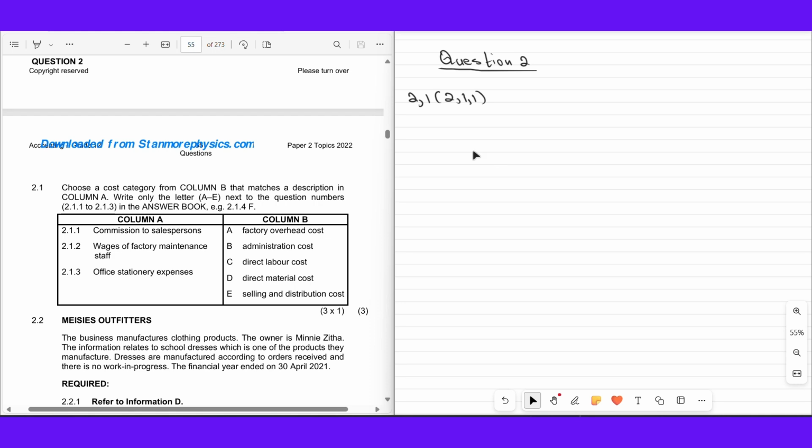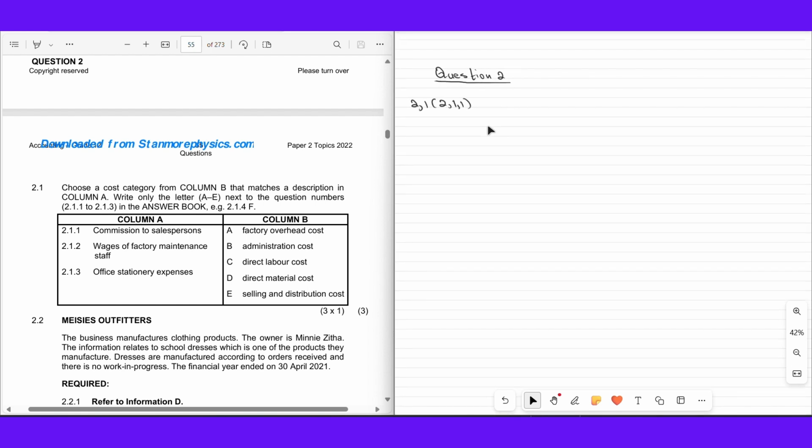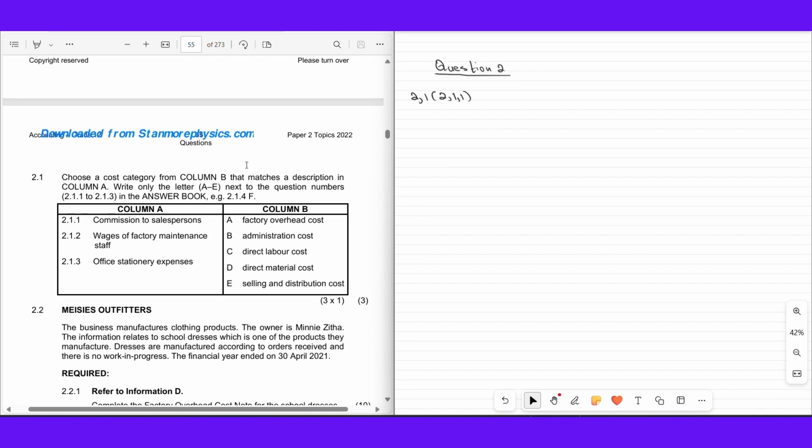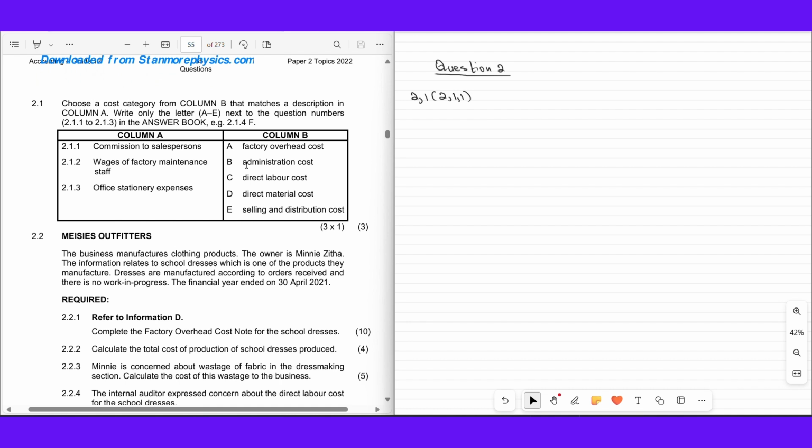This is what we are doing today. Question 2. We are doing cost accounting 2.1. They are saying that we need to choose a cost category from column B and match the description in column A. Write only the letter A to E next to the question number 2.1.1 to 2.1.3 in the answer book.